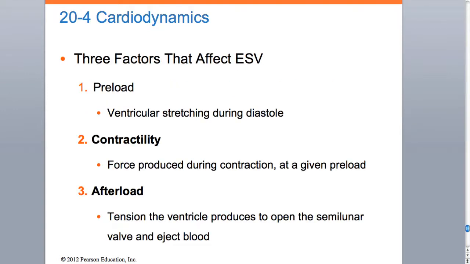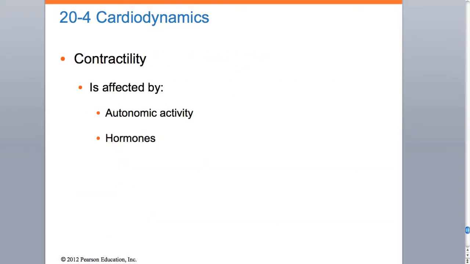Okay. This slide I've already shown, and now we have contractility. Now you already know that this is the common theme. What affects contractility? What affects the SA node? Your nervous system and your hormones. So electrical and chemical again.